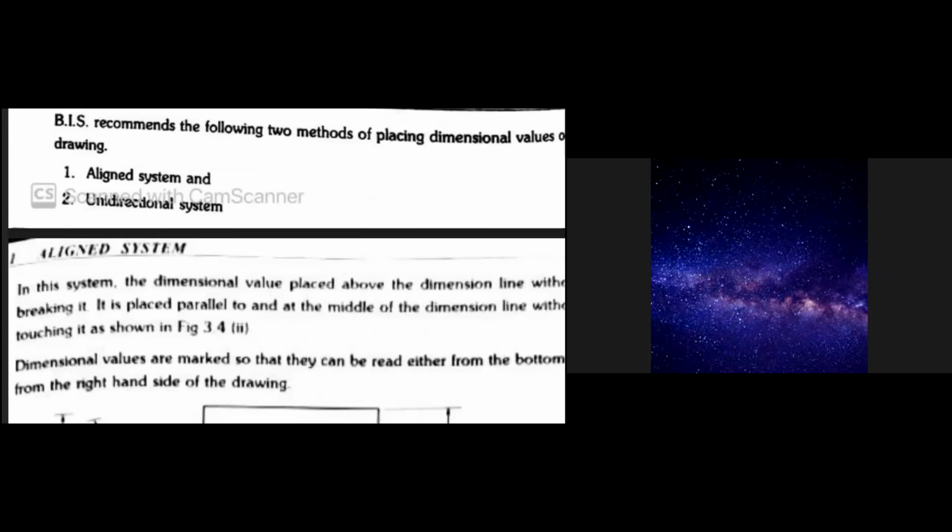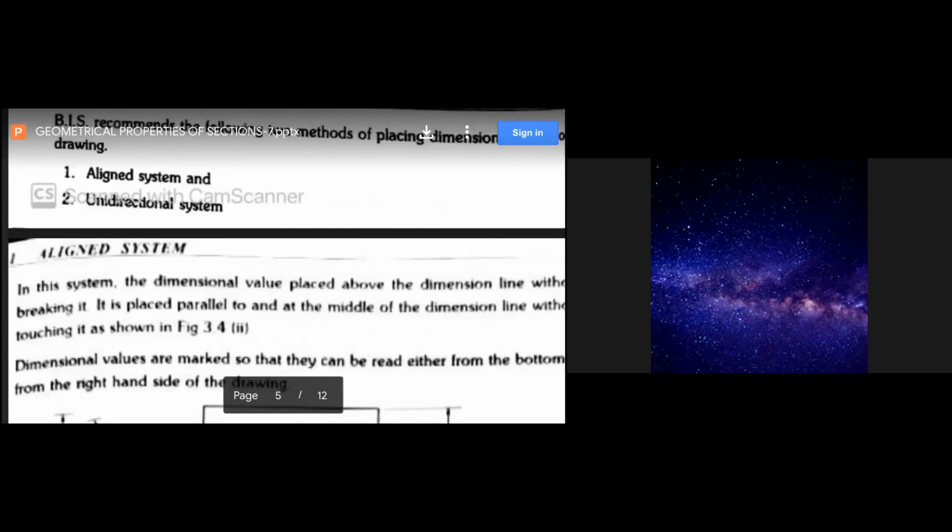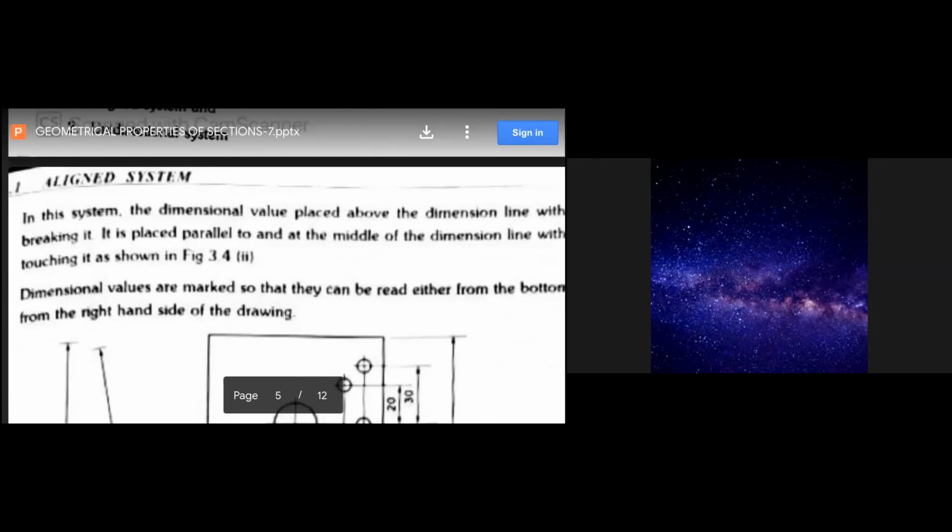So in this system, the dimension value is placed above the dimension line, parallel to it and at the middle of the dimension line, so that the values can be read either from the bottom or from the right side of the drawing.